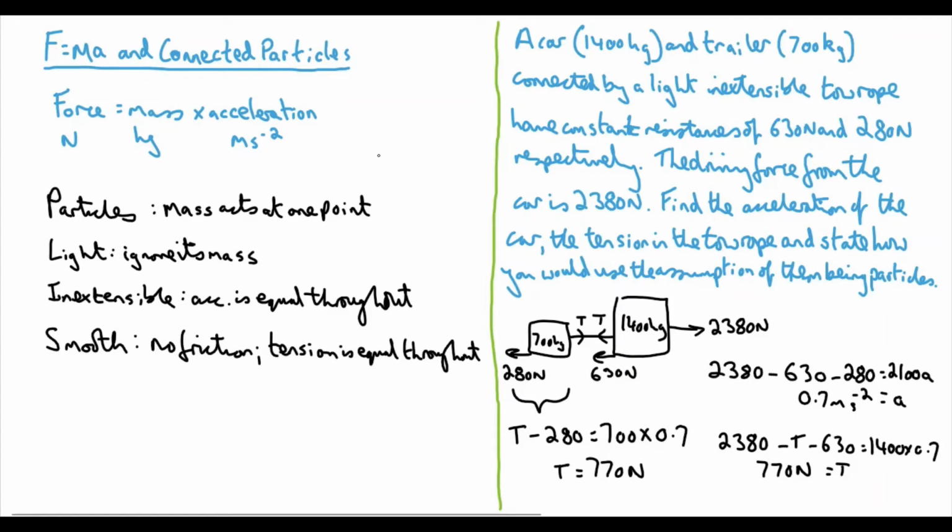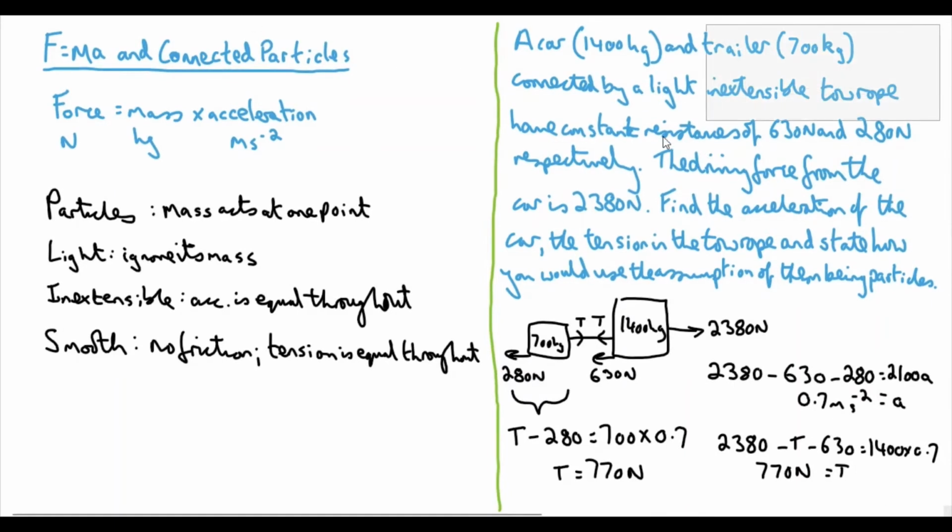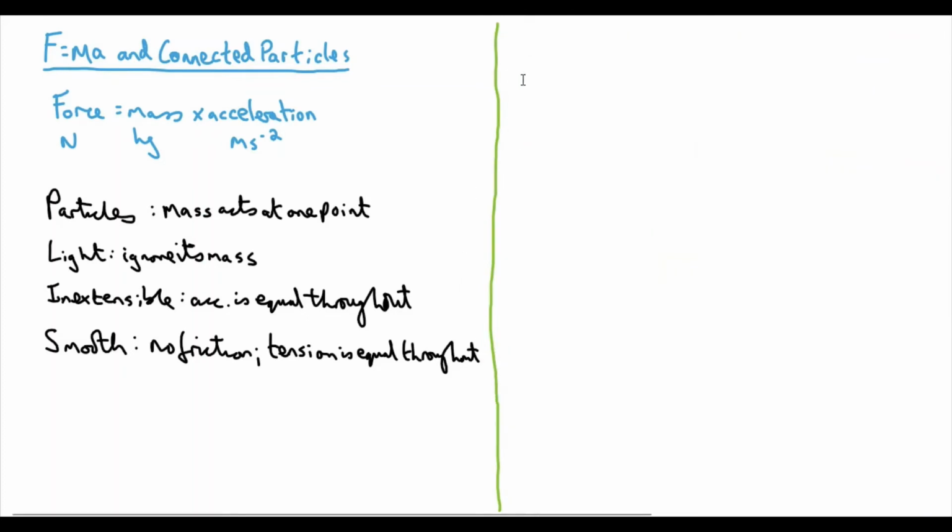Now after that, just state how you would use the assumption of them being particles. Well, that assumption is telling us that their mass is acting at a single point respectively. This means we don't have to worry about the distribution of mass or weight when we're doing the calculations. Now it's at this stage that we might have what I mentioned before of the scenario changing, at which point we may have to change our model in turn.